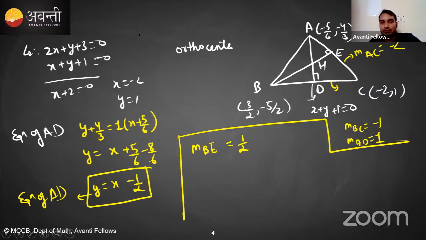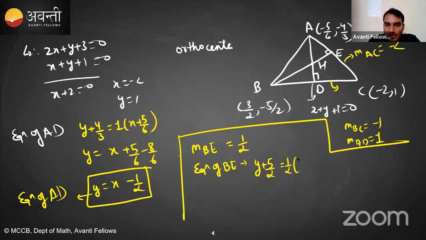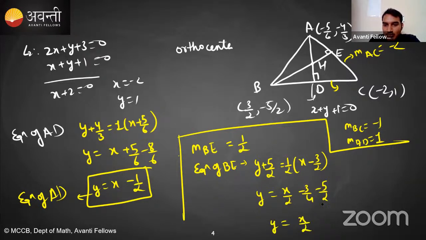Tell me. Okay. If it is clear, now you can find the equation of BE. What is the equation of BE? Equation of BE is y minus y1 is equal to slope times x minus x1. So y is equal to x/2 minus 3/4 minus 5/2. So how much does this come out to be? y is equal to x/2 minus 13/4. This is the equation of BE.